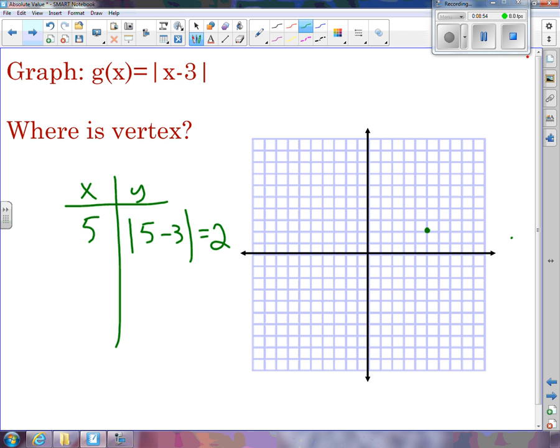So now let's try another one. Let's try the point 0. If I plug in the point 0, I get negative 3 on the inside of my absolute value, but once I take the absolute value, I get 3. So I have the point (0, 3).